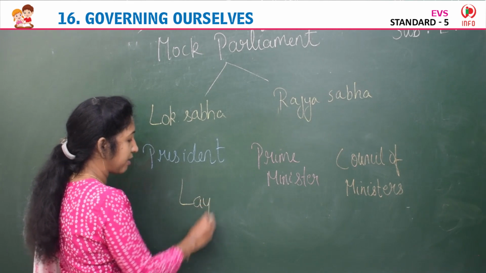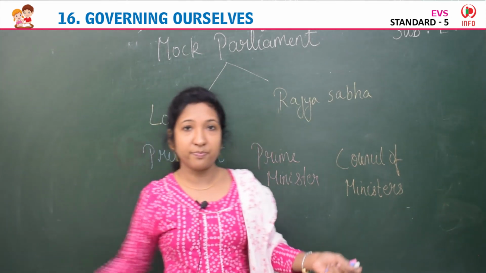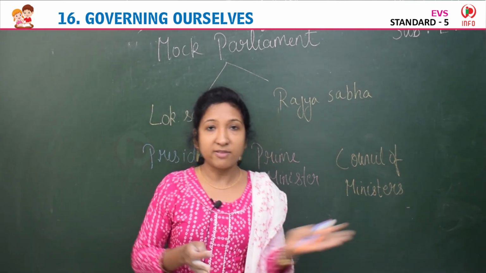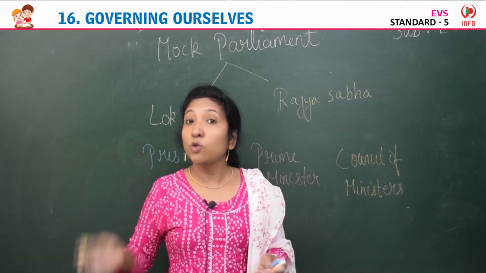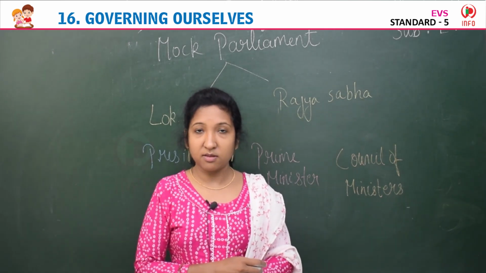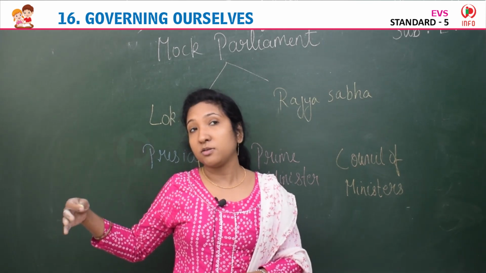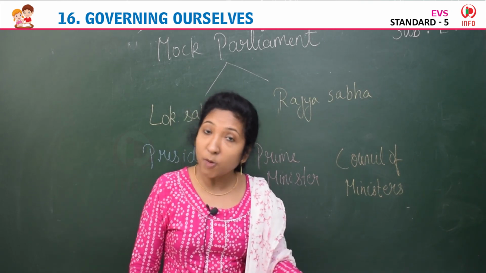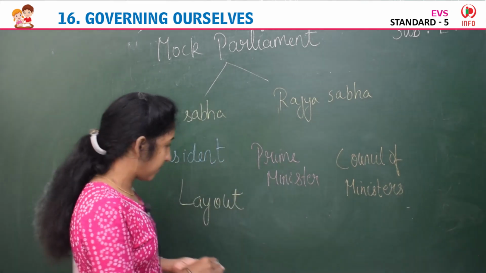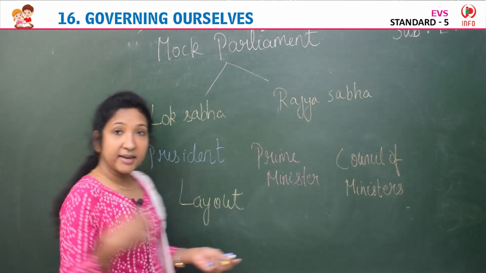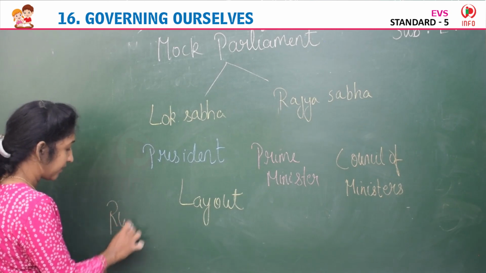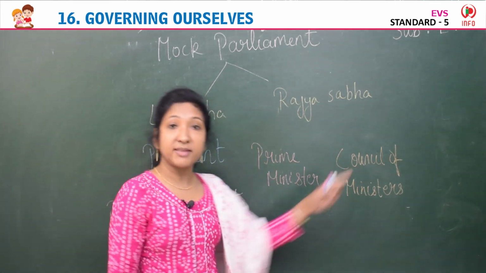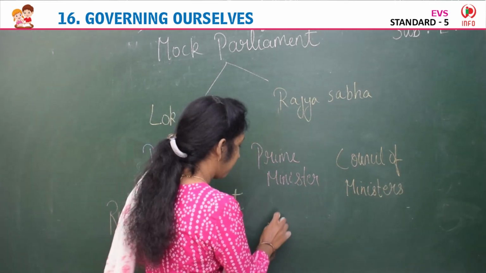Then you can form a layout of a parliament. How a parliament should look. You have seen it on TV and all, right? Speaker will be there. Then left side and right side. Right side will be the ruling party, the party who wins in the election. They will be sitting at the right side of the speaker. Left side will be the opposition party.